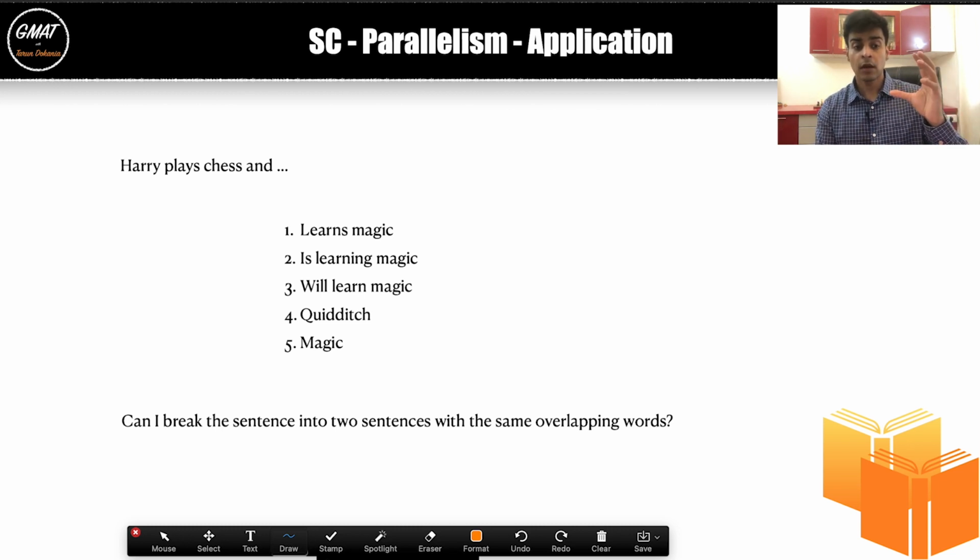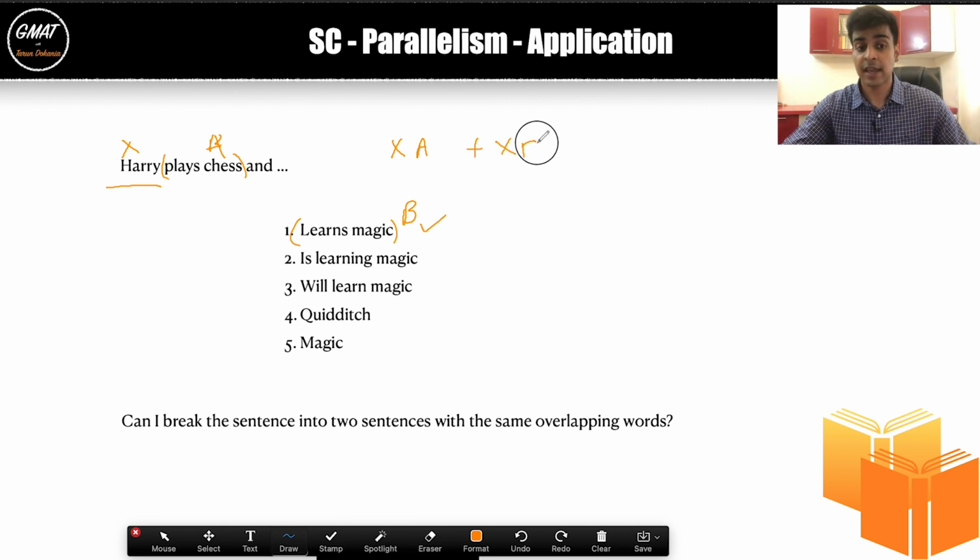Right, so Harry plays chess and learns magic is obviously correct. I think all of us would have spotted that. And the logic behind that is, if I was to simply take Harry as common, and then these two parts as two separate entities, right? Harry plays chess and learns magic as separate entities, and I attach them. Let's say I call this X. Then XA is a complete sentence, and XB is a complete sentence, where the entire sentence would be represented as X bracket A plus B.